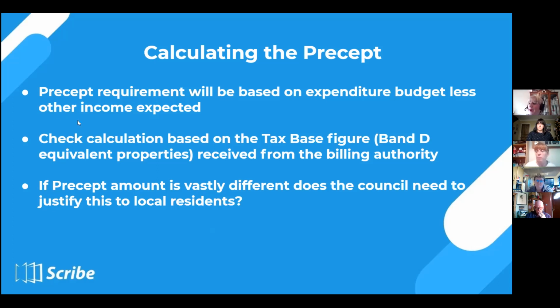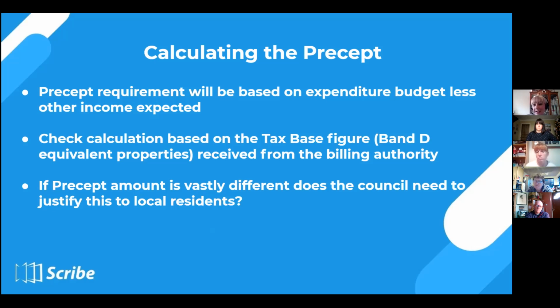This precept amount is then divided by the tax base figure. That is sent to your clerk from your local billing authority around now, if not sooner. A tax base figure is the number of Band D equivalent homes that are paying council tax in your town or village. So for a precept of, say, around £5,000 with a tax base of 110.29, this would then result in an annual charge of £45.34 to each household for the parish council's element of the council tax bill.